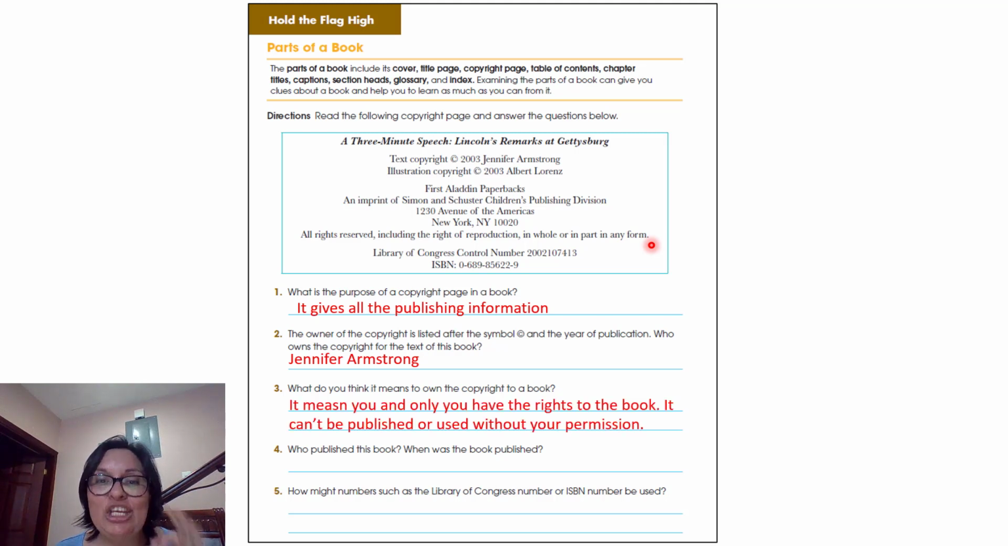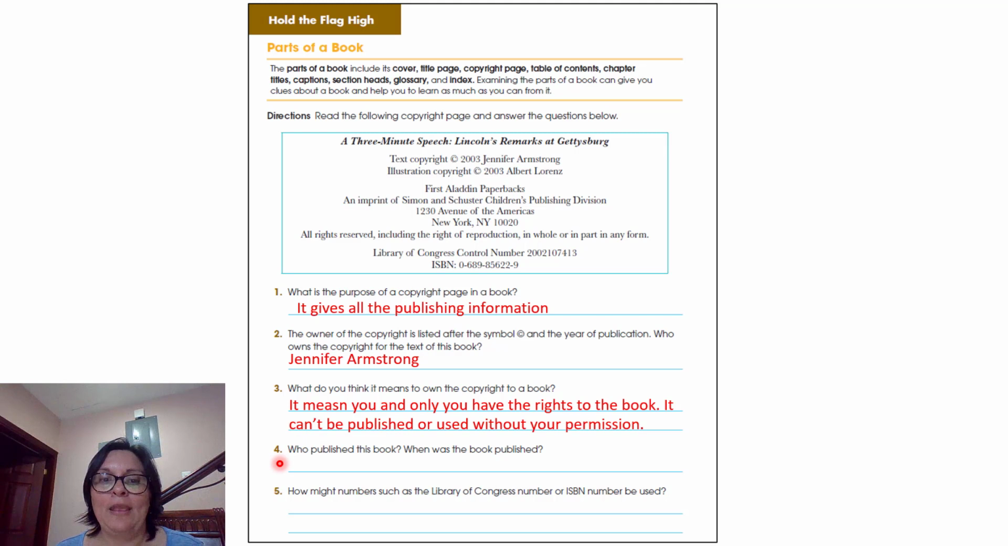That only you and only you have the rights to the book. It can't be published or used without your permission. If someone wants to use your book, if someone wants to make copies of that book, that person has to ask you for the permission. That is the meaning of having the copyright to a book.